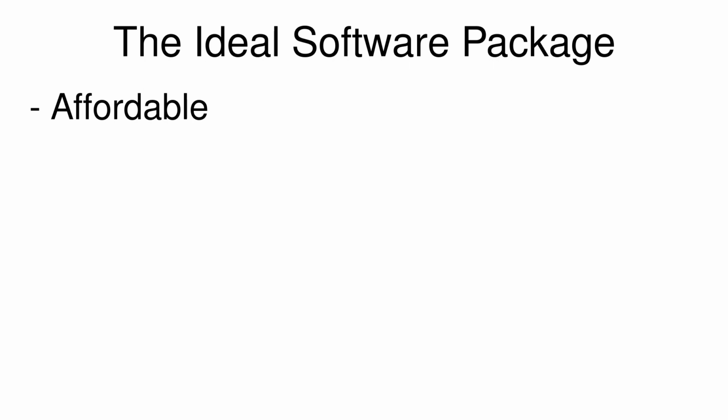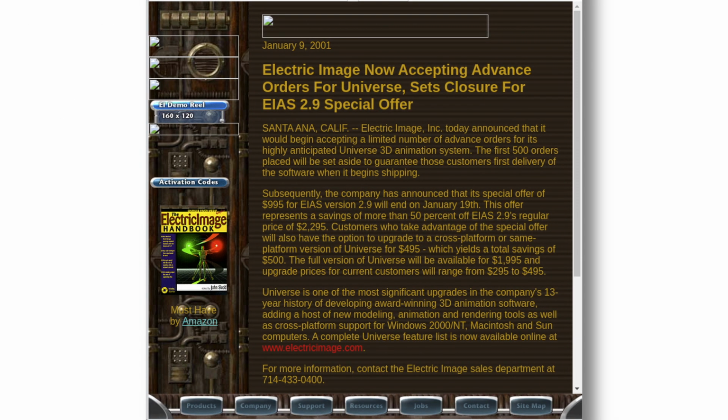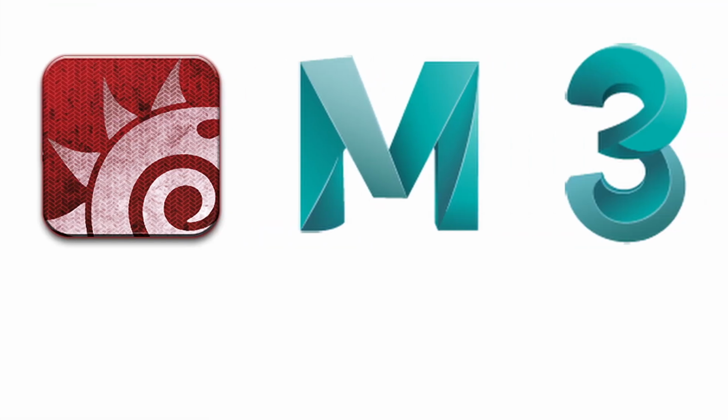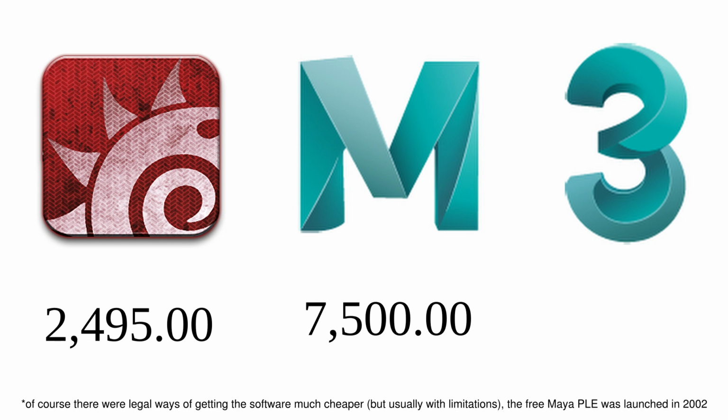To buy the full version of Electric Image Universe in 2001 was $1,999, and this pricing wasn't out of line when compared to its competitors, as Lightwave, Maya, and 3ds Max were all priced similarly, or even higher, with Lightwave 6.5 coming with a retail price of $2,495 and Maya retailing for a mildly shocking $7,500, although it did receive a price cut down to $1,999 in early 2002.